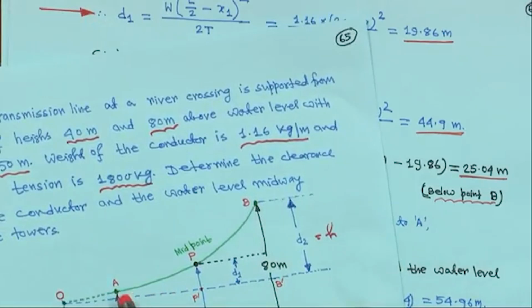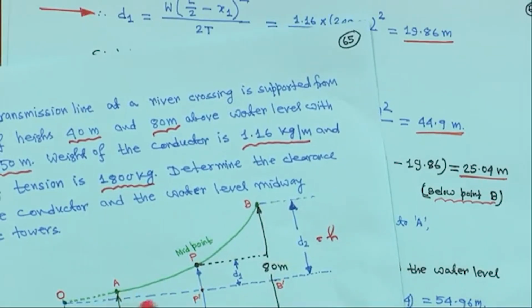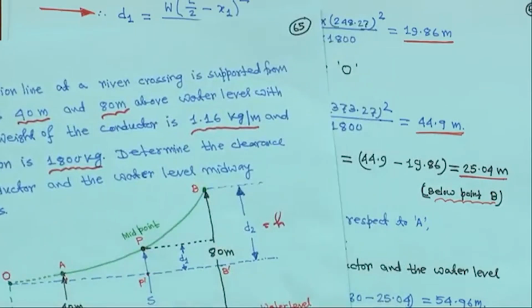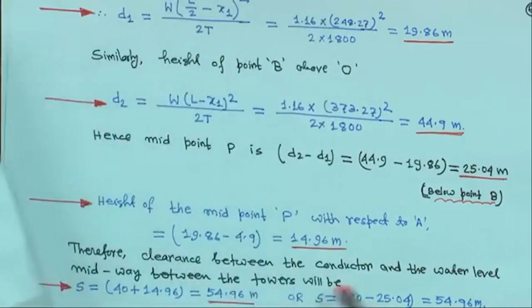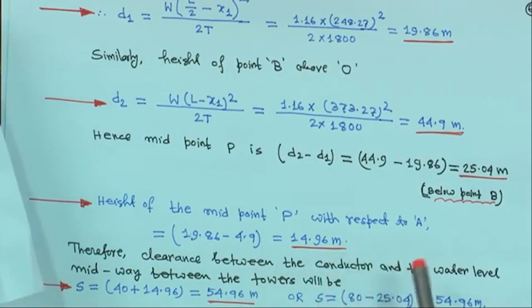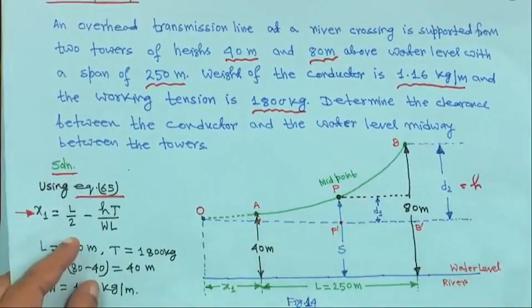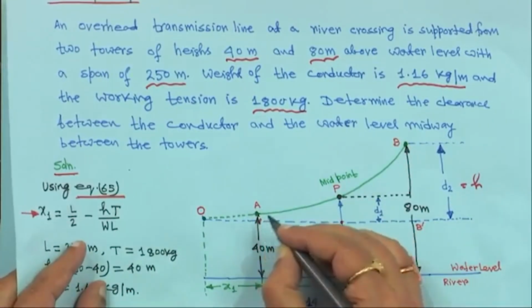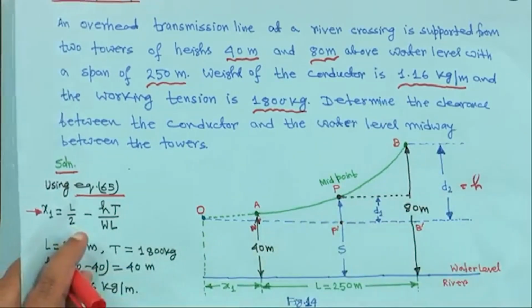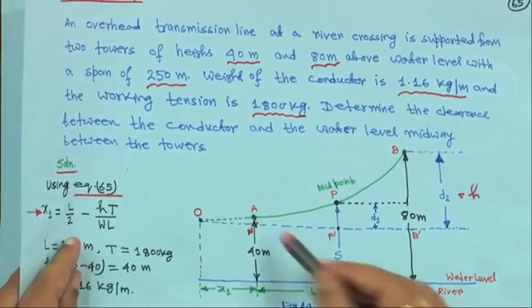That means if you calculate this height from A to this point, it comes to 4.9 meter. So that is your 19.86 minus 4.9, so 14.96 meter. To calculate this, suppose this is A and some point here is A dash. You can easily calculate what A dash is.